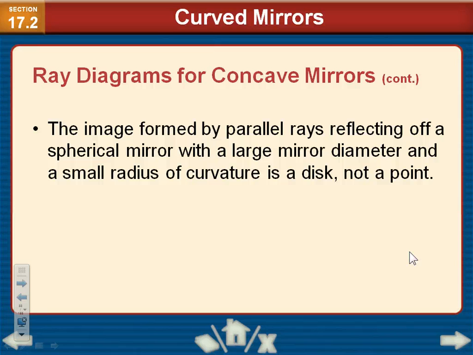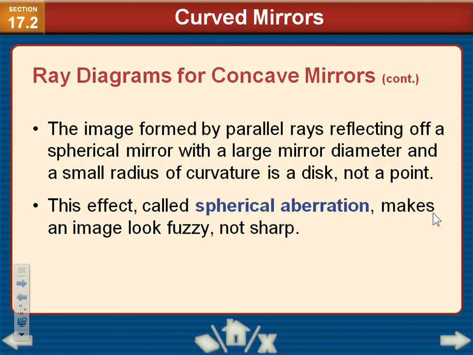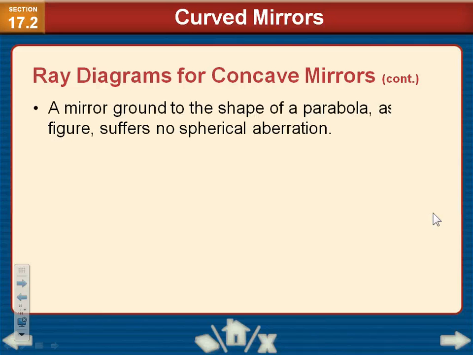The image formed by the parallel rays reflecting off a spherical mirror with a large diameter and a small curvature is basically going to form a disk and not exactly a point. We call this spherical aberration, and it's going to result in a fuzzy, not sharp image.